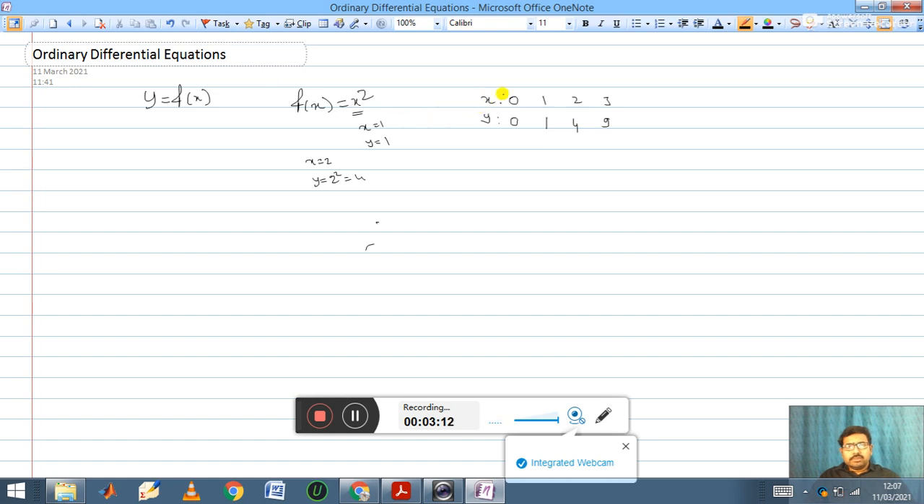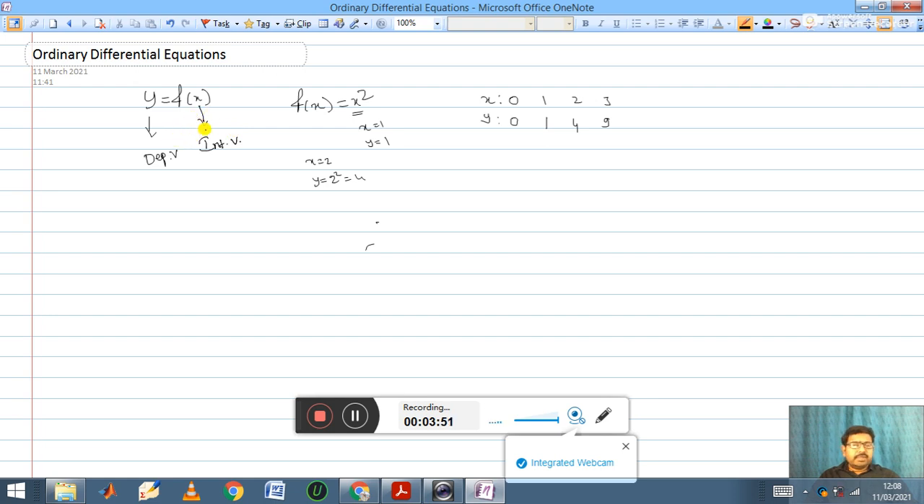The x values were chosen independently, and the y values depend on the x values. So you can say that y is a dependent variable. For f of x, the function of x, x and y are the variables. We take y as the dependent variable and x as the independent variable.